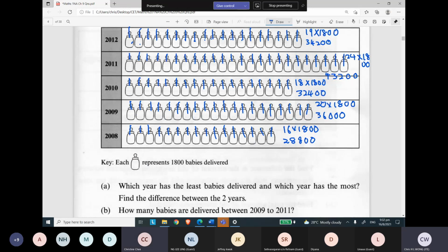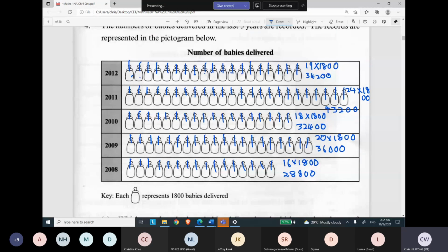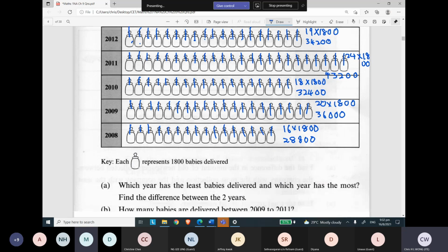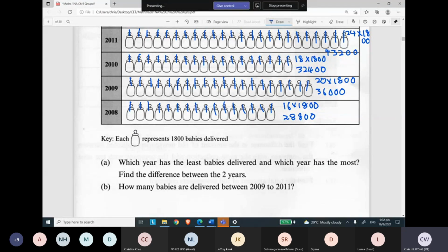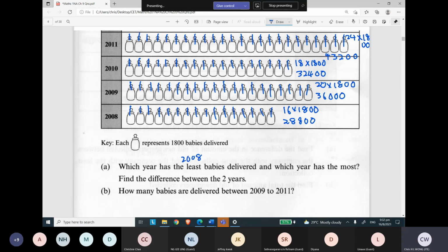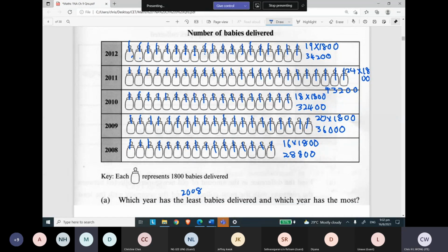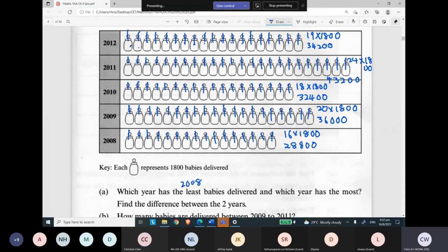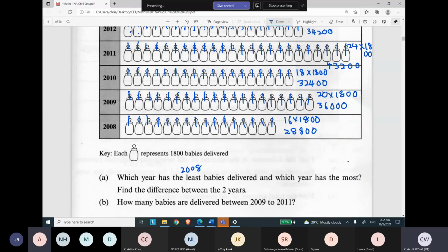Okay, now the first question. Which year has the least babies delivered? You just look at the one with the least baby bottles, which is 2008. And which year has the most? The most is 2011. Now you look at the bottles, you know already.